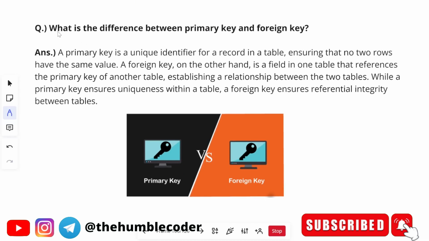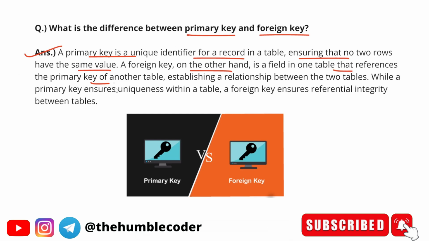What is the difference between primary key and foreign key? Again, we have one more question based on databases only. This is the most asked question actually. A primary key is a unique identifier for a record in a table, ensuring that no two rows have similar values. A foreign key, on the other hand, is a field in one table that references the primary key of another table, establishing a relationship between two tables. While a primary key ensures uniqueness within a table, a foreign key ensures referential integrity between two tables.